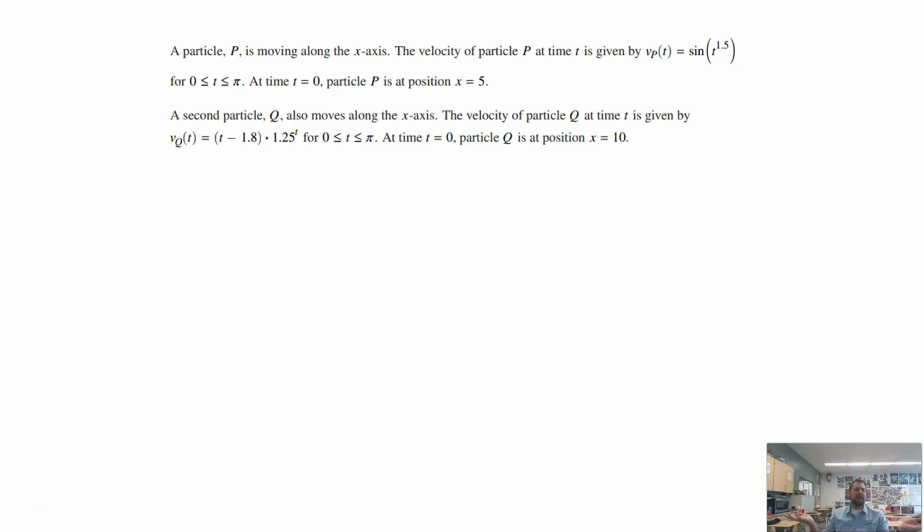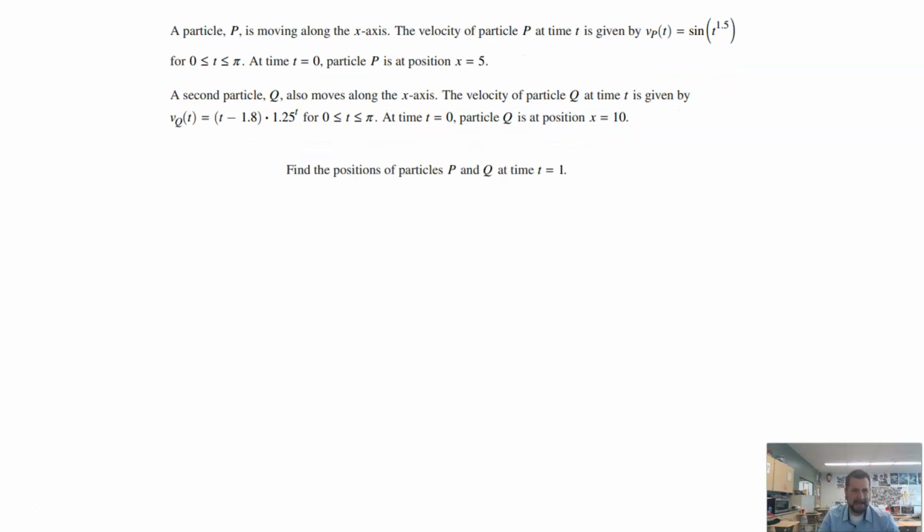So it says a particle P is moving along the x-axis, and you'll notice that it gives us in this problem a velocity function for particle P, as well as an initial position and a time interval from 0 to pi. Then it gives us a second particle that is moving that they also give us the velocity function, and they give us a different starting position at time equals 0. So really the hardest part about this problem is keeping everything that is true about each of the particles with that particular particle, because other than that, again, it's fairly straightforward.